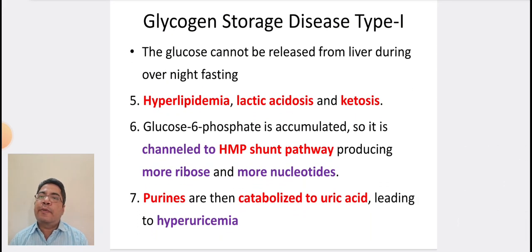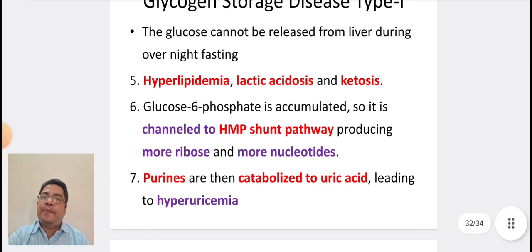The glucose cannot be released from liver during overnight fasting. Hyperlipidemia, lactic acidosis, and ketosis are seen. Glucose 6 phosphate is accumulated, so it is channeled to HMP shunt pathway, producing more ribose and more nucleotides. Purines are then catabolized to uric acid, leading to hyperuricemia.